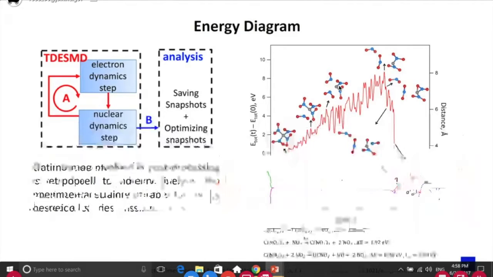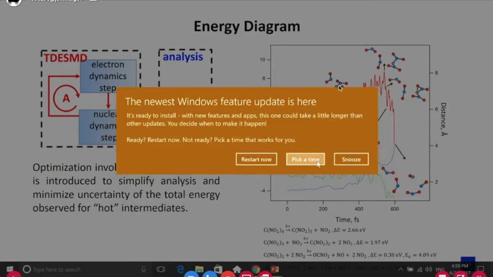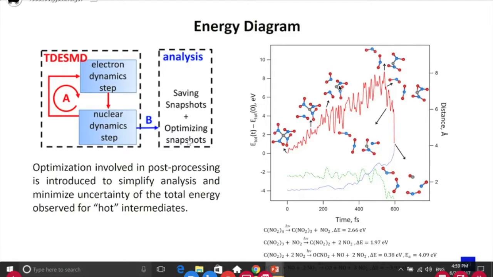So we applied TDESMD to simulate the photofragmentation reaction. We have the TDESMD trajectory. Next, we want to build the energy diagram so that we can get the activation energy for specific chemical reactions. However, we cannot build the diagram directly from the TDESMD trajectory because the TDESMD trajectory generates hot intermediates with significant kinetic energy. So we have to apply a post-processing technique to artificially remove the kinetic energy of hot intermediates.